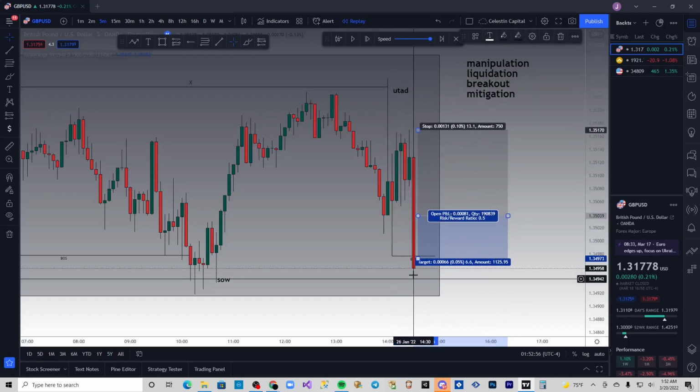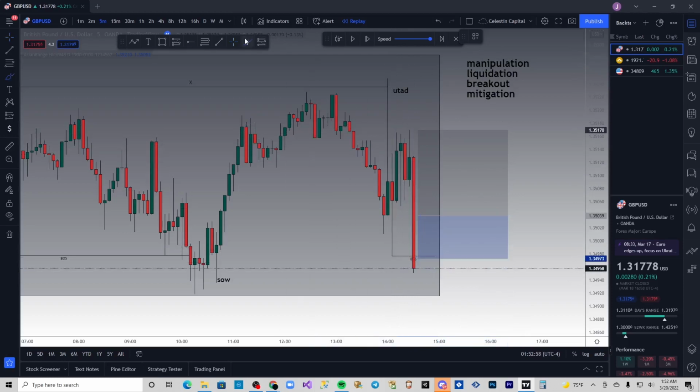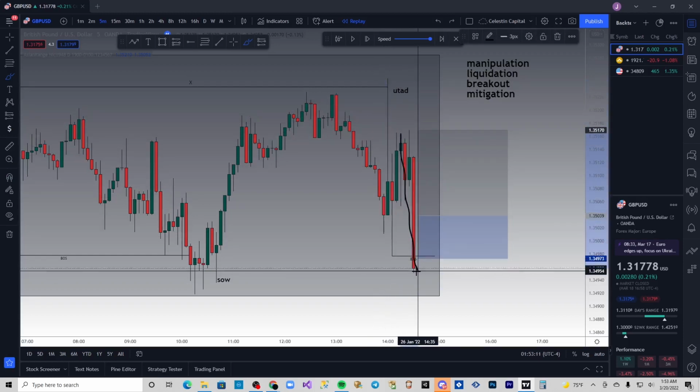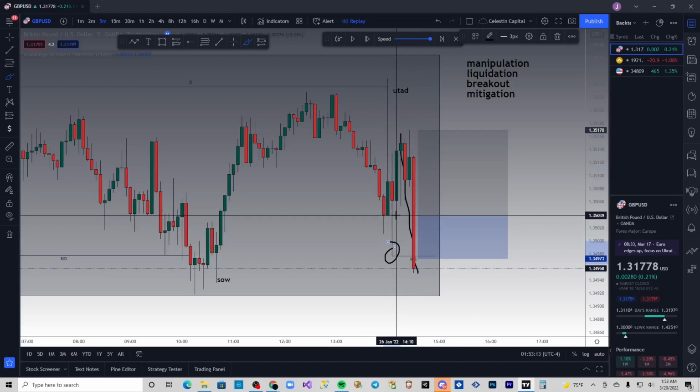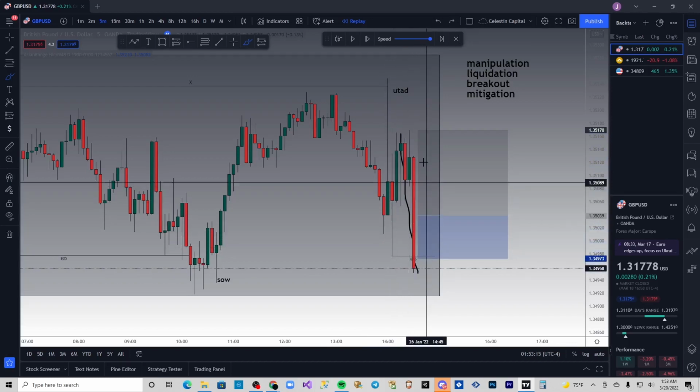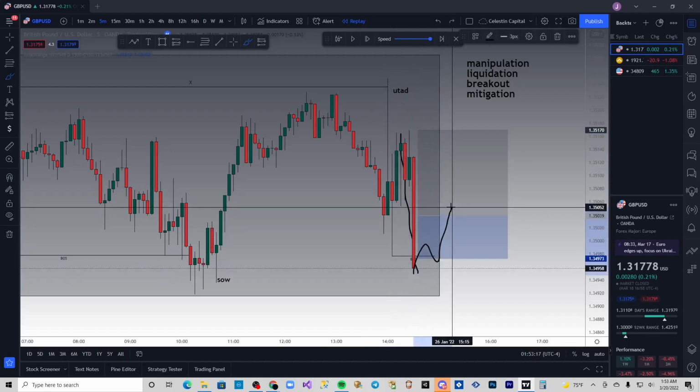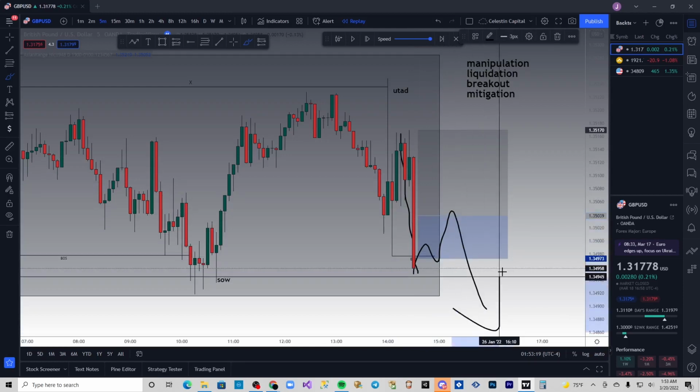This is the breakout right here. Once price breaks structure to the downside, this is the breakout. So we have the manipulation, the liquidation, which is the strong wick right here, the liquidation, the breakout, which is the strong move down after the wick. You see, we get the strong move down and the break of structure. That is considered the breakout. And then what do we see next? We're waiting for the mitigation for price to tap us in and continue to the downside.